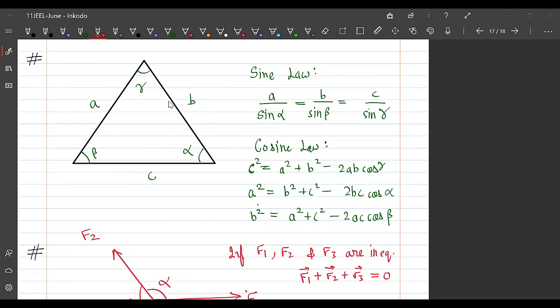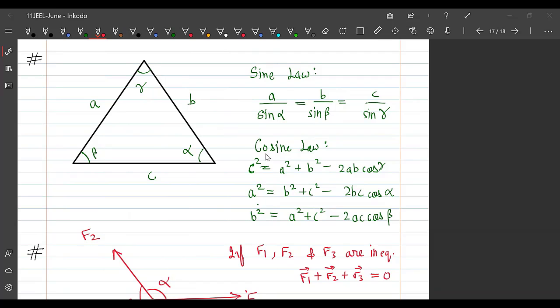Afternoon, students. In the previous class, we have seen the sine law and cosine law. The sine law says that if there is a triangle, then the ratio of the sides to the sine of the angle opposite to it remains constant. That is, a by sine alpha equals b by sine beta equals c by sine gamma. That is the sine law.